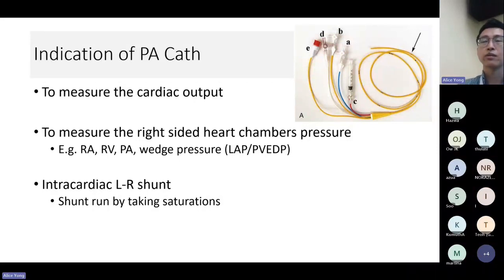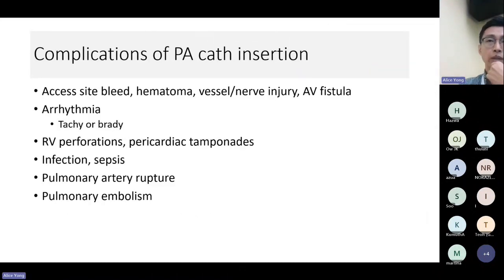So making sense of the pressure is to help us measure what? Number 1 is cardiac output. Number 2, the chamber pressures, and we try to know what they mean. And also in the end, we can assess intracardiac shunts by assessing the saturations of each of the chambers over the right side, and tell us whether there are any shunts going on.